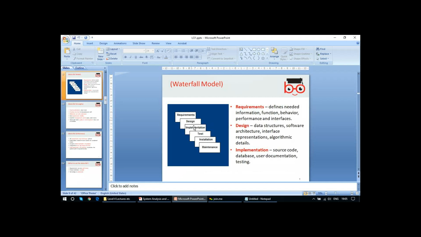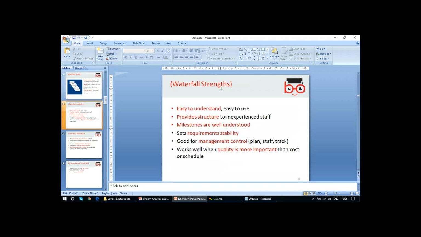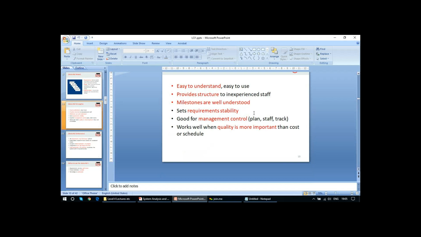Waterfall model: requirement, design, implementation, test, installation, maintenance. I hope you are very clear on these steps so far. Now, the strengths of the first model we are talking about, the waterfall model. It's easy to understand, easy to use, and provides structure to inexperienced staff. Milestones are well understood, it sets requirements stability, it's good for management control, and it works well when quality is more important than the cost.